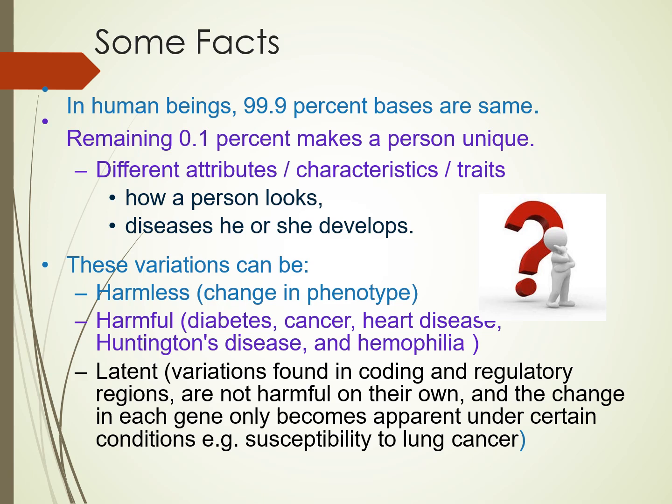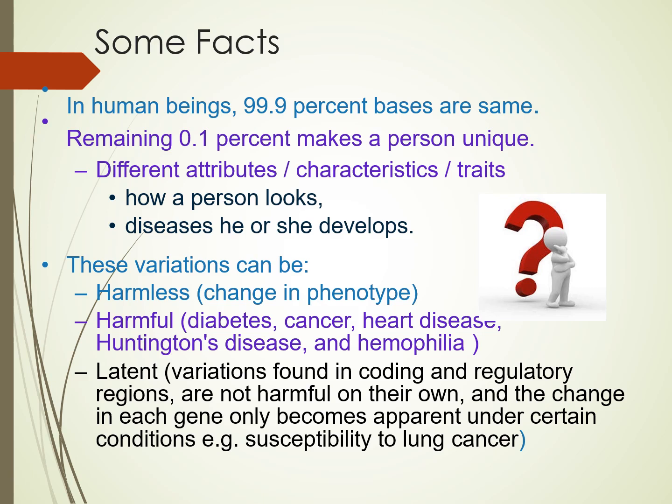Now these variations can be of three types. One is harmless, that is, there is no change in the phenotype due to that SNP. Some are harmful, like in diabetes, cancer, heart disease, Huntington's disease, or hemophilia. And some are latent, that is, the variation is found in the coding and regulatory region. They are not harmful on their own, and the change in the gene only becomes apparent under certain conditions, that is, susceptibility to lung cancer.